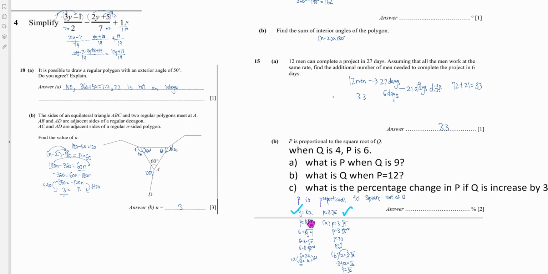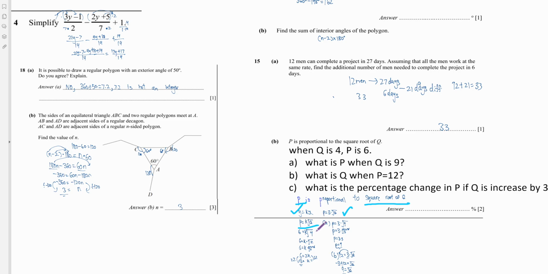So you start off with the proportionality. This is called the proportionality general formula. Then you know that P is the square root of Q, so you write it in this way: P is square root Q.